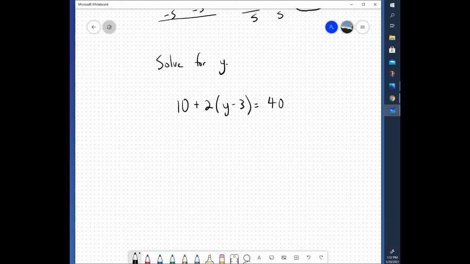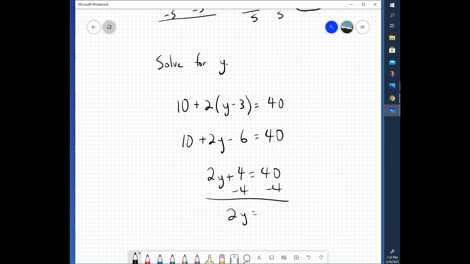Okay, so let's see if you got the right answer. When we set this up, we can use distributive property. We don't always have to draw the picture, but we've got 10 plus 2y minus 6 equals 40. Add the 10 and take away the 6 from it. So we've got 2y plus 4 equals 40. Took away the 4 from both sides. We've got 2y equals 36. And then divide both sides by 2. So we've got 2y divided by 2, 36 divided by 2, y is equal to 18.